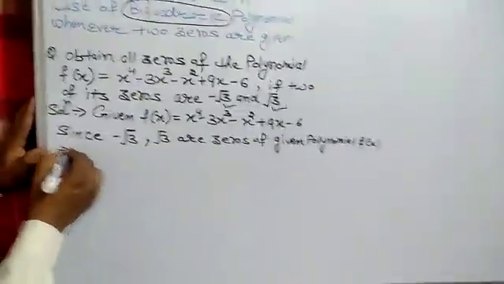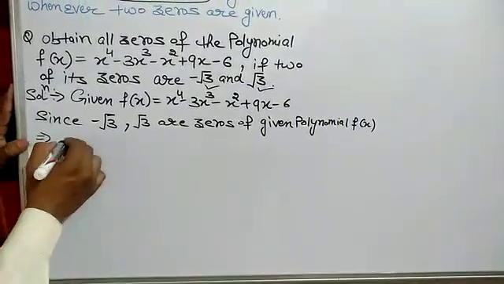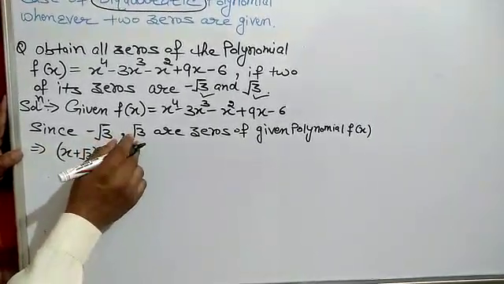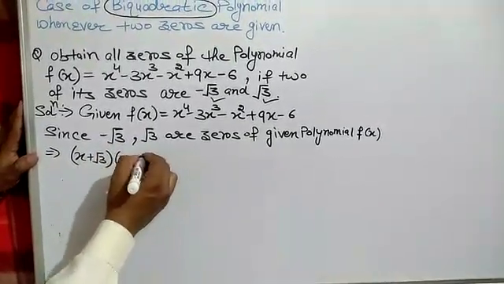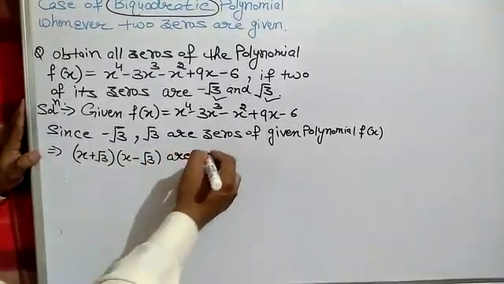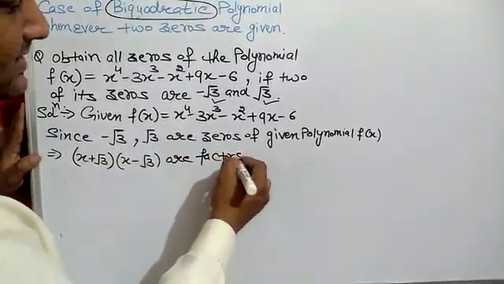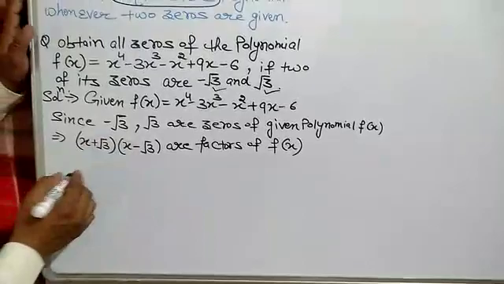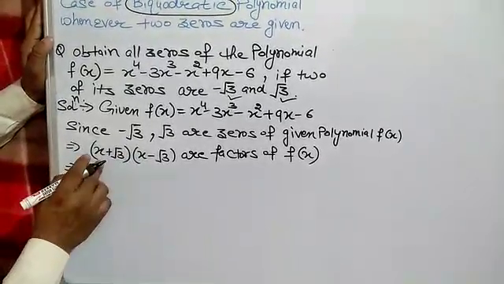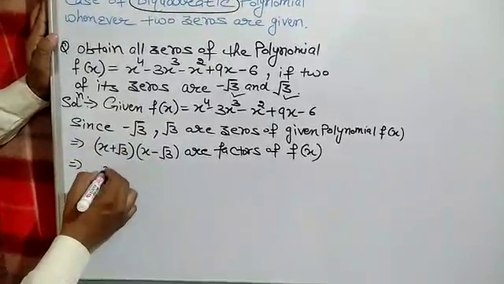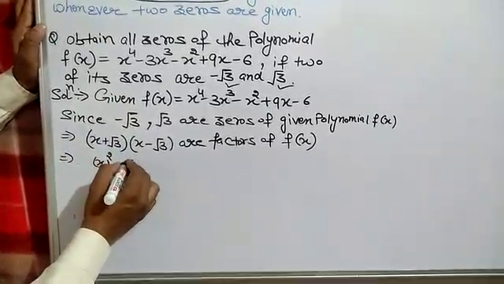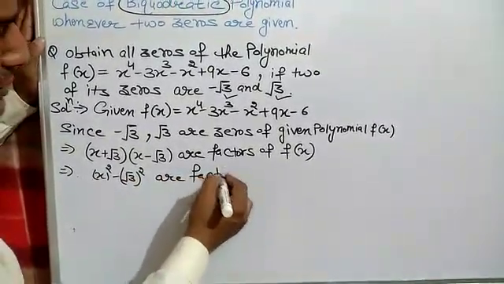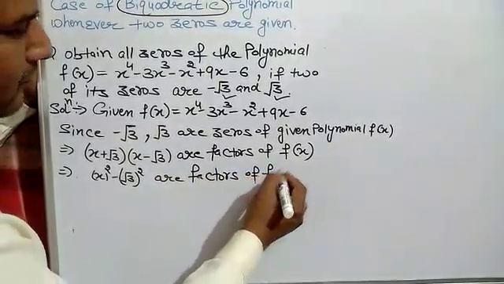So see, if minus root 3 is a zero, it means x plus root 3 is a factor, and if root 3 is a zero, then x minus root 3 is a factor of f of x. See, if these two are factors, then a plus b times a minus b is a square minus b square, that is, root 3 square. So these are also factors of f of x.